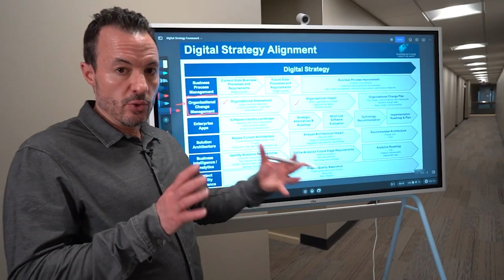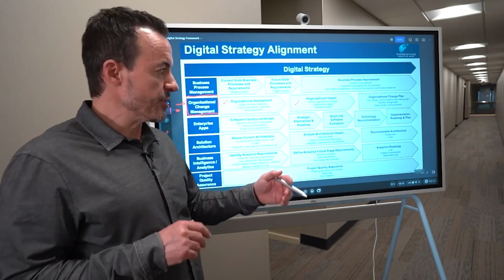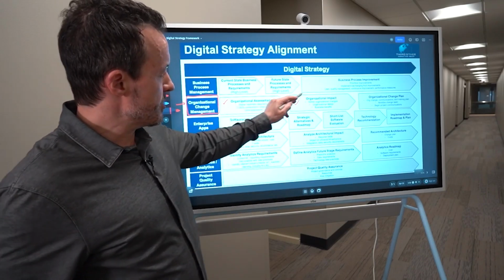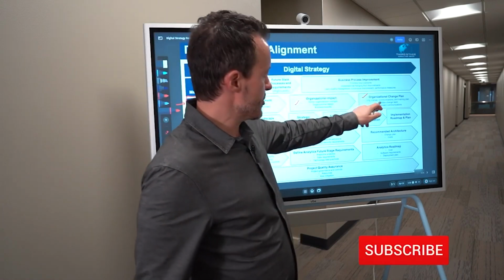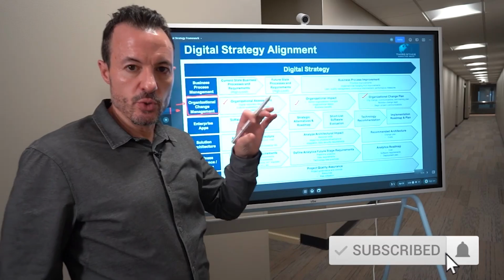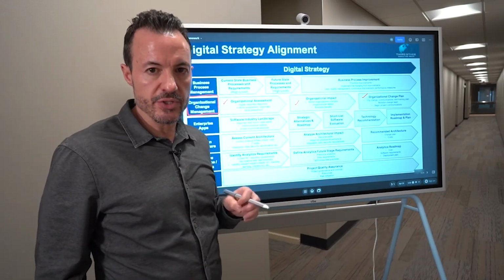And then finally, in the early digital strategy phase of a project, once we've done the organizational assessment and the organizational impact, now we can look at and build an organizational change plan that is specific to us and who we are and who we're trying to be as an organization.